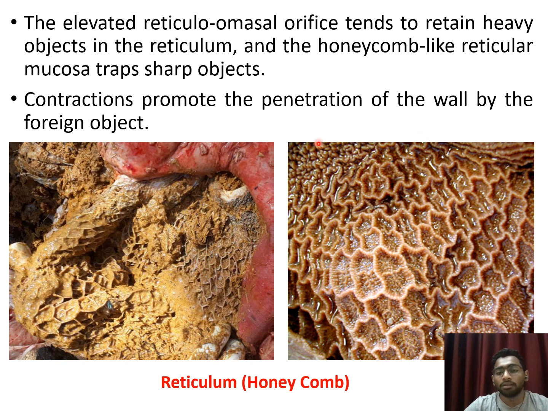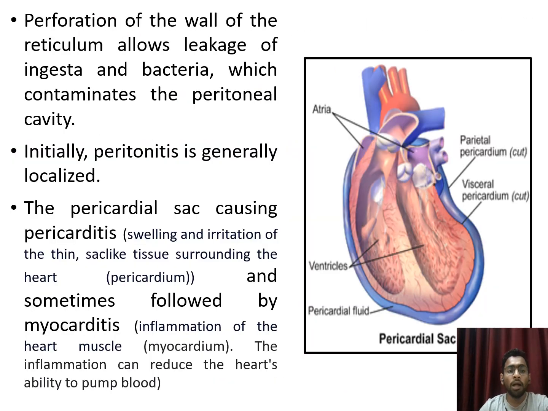Next, the perforation of the wall of the reticulum allows leakage of the ingesta and bacteria, which contaminates the peritoneal cavity. Initially the peritonitis is generally localized, and it may spread further. How? See, this is a heart. The heart is surrounded by a sac-like tissue which is called the pericardium.